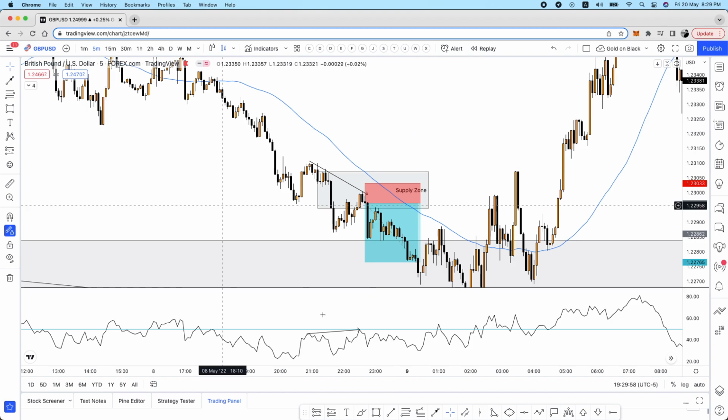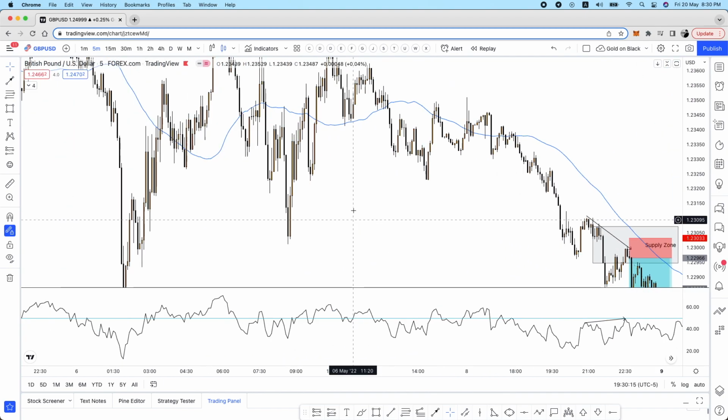But you see the setup. Again, we have to be below the 50 SMA. We have to spot a divergence. We have to spot a supply zone. And the price, of course, has to be pulling back, reaching the area, and showing that hidden divergence. So let's go and look for another example.